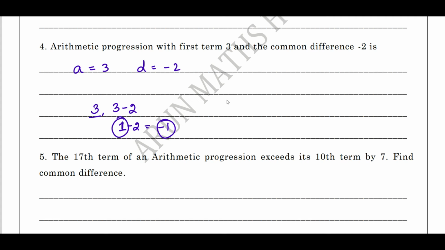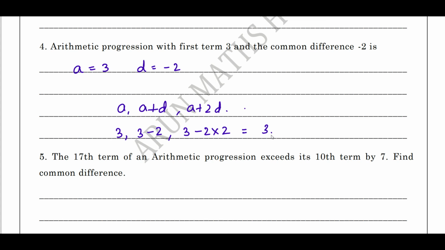Therefore, the arithmetic progression is 3, 1, minus 1. Or you can use the general form of AP, that is a, a plus d, a plus 2d, and so on. What is a? a is 3. So 3, 3 minus 2, 3 minus 2 into 2. What we get? 3, 1. 2 into 2 is 4. 3 minus 4 is minus 1. So on. The required AP is 3, 1, minus 1, and so on.